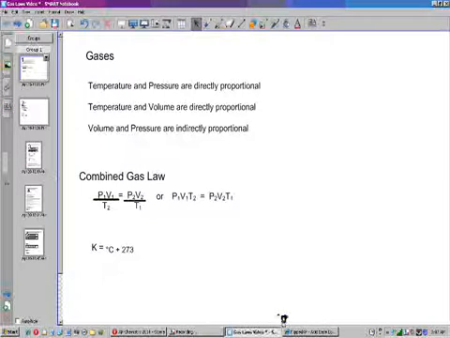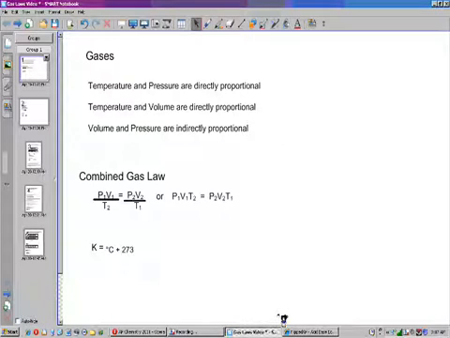Now, volume and pressure are inversely proportional. This means that when temperature is constant and volume goes up, pressure goes down, which leads us to the combined gas law. P1 times V1 over T1 equals P2 times V2 over T2. Or you can say P1 times V1 times T2 equals P2 times V2 times T1.